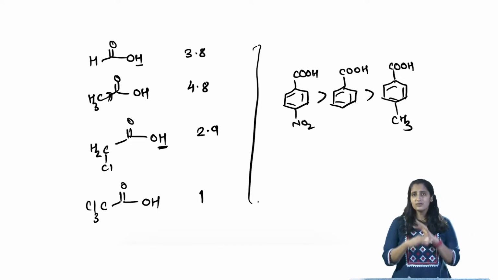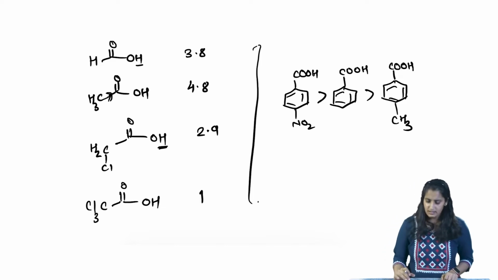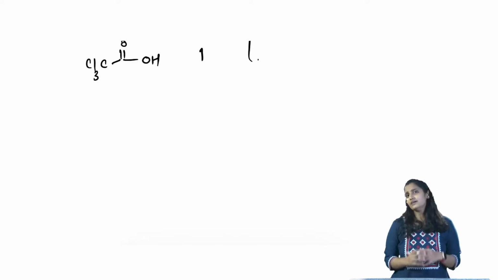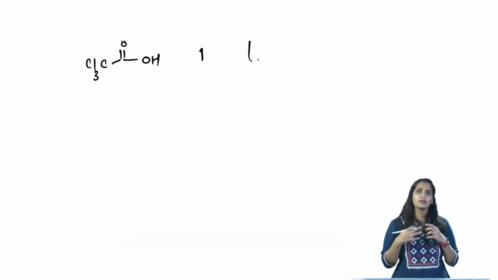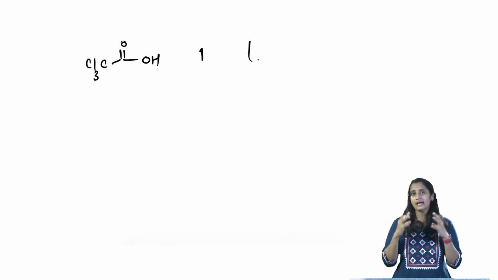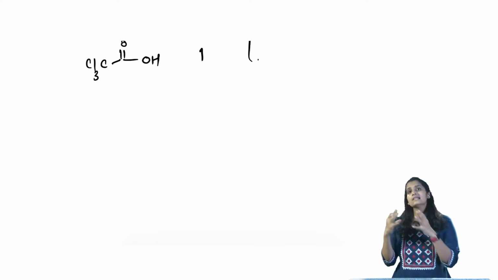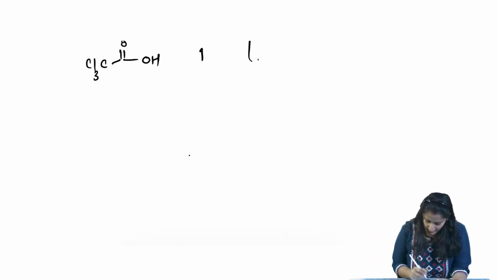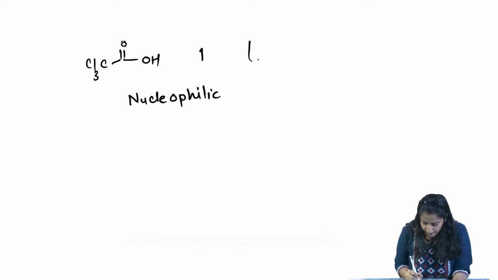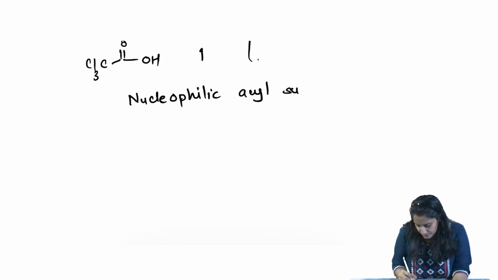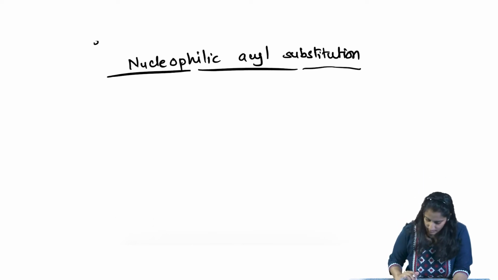So, that is about the properties of carboxylic acids, and now we are going to start talking about the reactivity of these molecules. When it comes to carboxylic acids or their derivatives, they do a very characteristic reaction, and it is called nucleophilic acyl substitution reaction. Let me just write that down. We are going to look at a generic mechanism of nucleophilic acyl substitution. Let us look at it in detail.